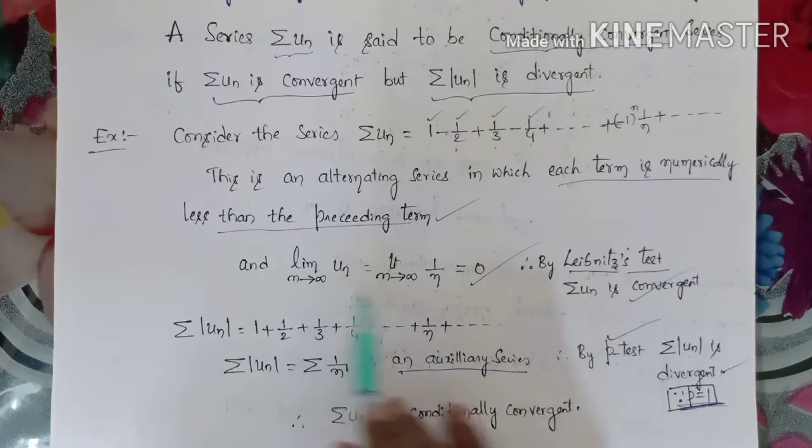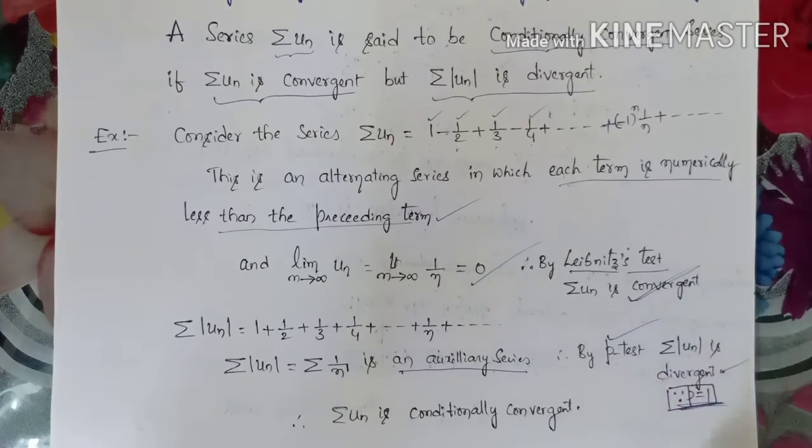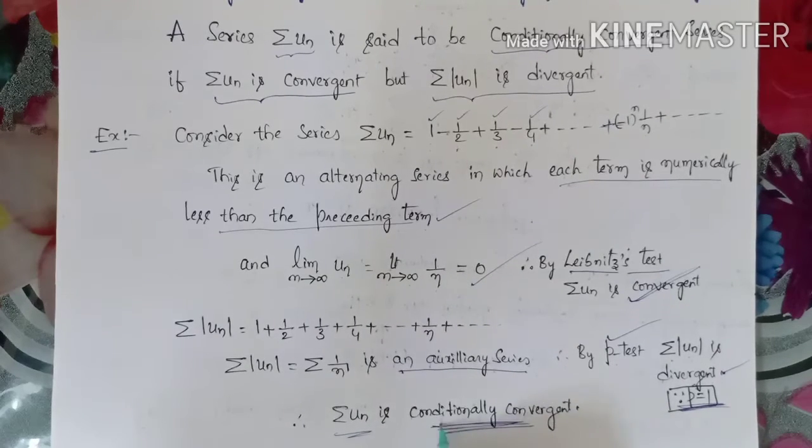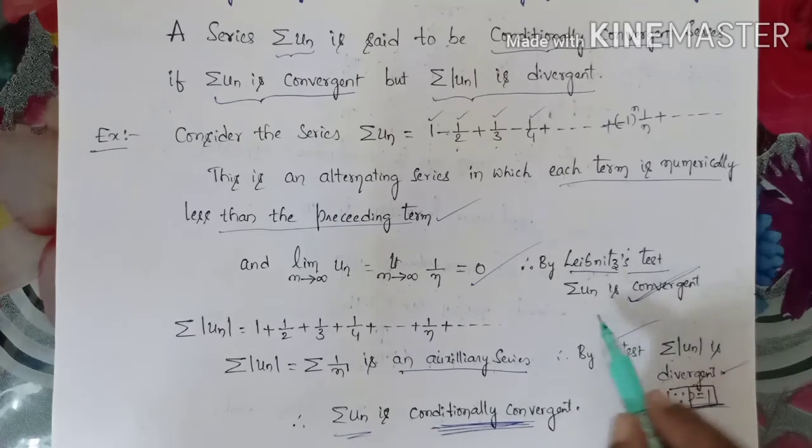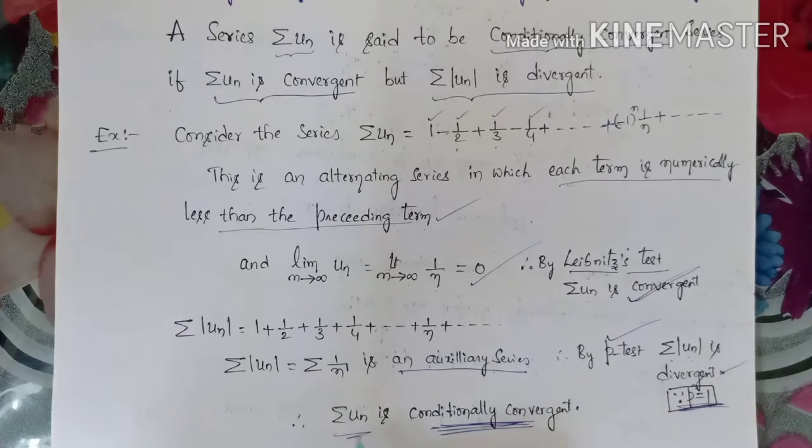Therefore, sigma un is convergent. Sigma mod un is divergent. Therefore, sigma un is non-absolutely convergent, that is conditionally convergent. Once again I repeat, sigma un is convergent, sigma mod un is divergent. Therefore, sigma un is conditionally convergent, that is non-absolutely convergent, or it is semi-convergent.